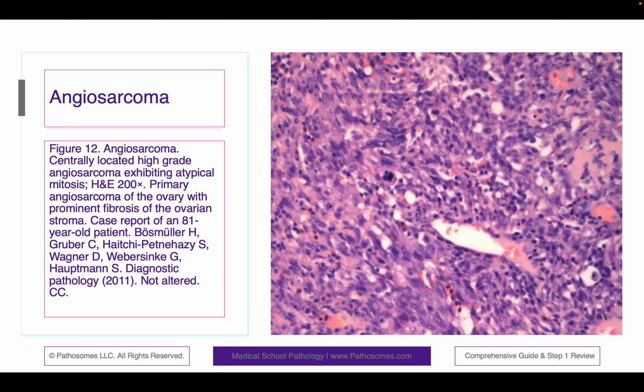And again, another example of histopathology for an angiosarcoma. Note the centrally located high-grade angiosarcoma. You see those mitotic figures, especially near the middle? You see the increased cellularity? You see the vessels forming? Angiosarcoma.